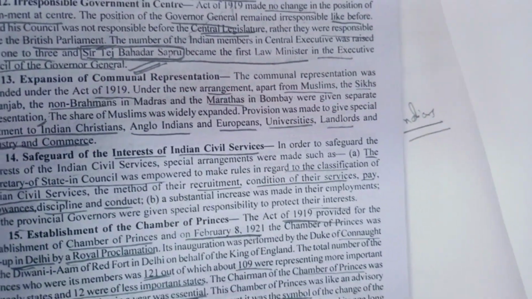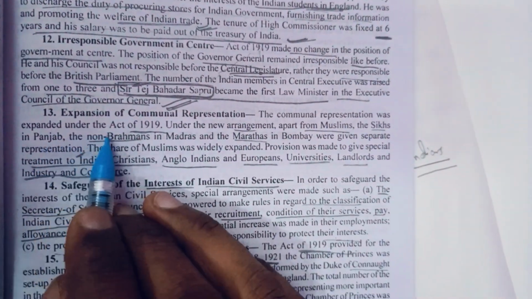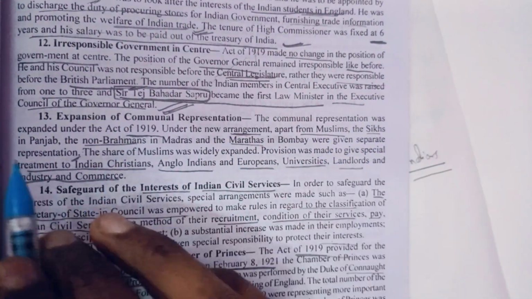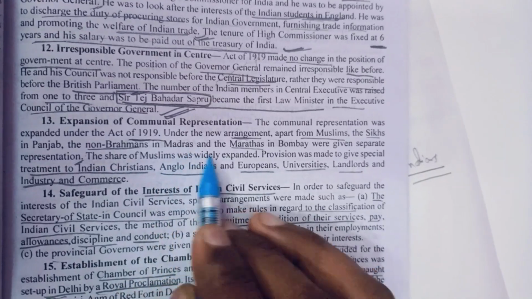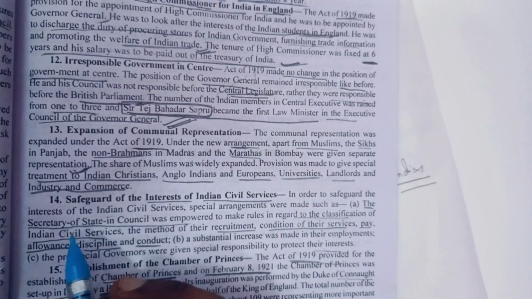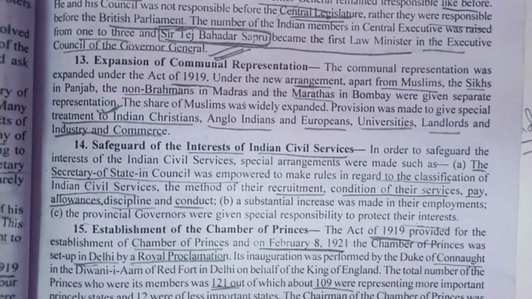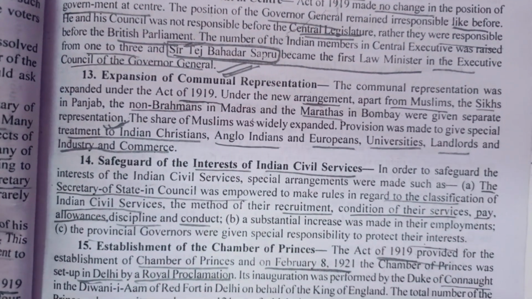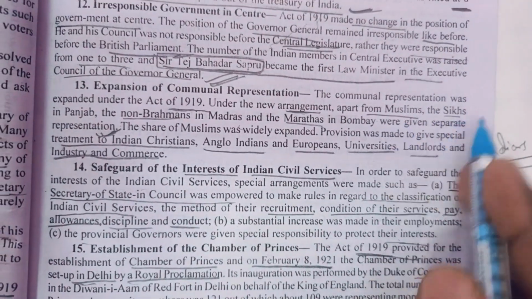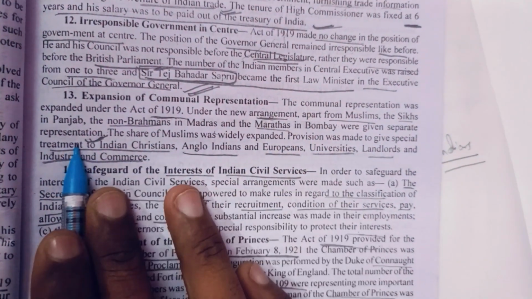Number 13th provision was the expansion of communal representation. So basically, the communal representation was expanded under the Act of 1919. Under the new arrangements, apart from Muslims, the Sikhs in Punjab, the non-Brahmins in Madras, and Marathas in Bombay were given separate representation. As we have seen earlier, Muslims were given more representation as compared to the other communities. But after the Act of 1919, apart from Muslims, Sikhs in Punjab, non-Brahmins in Madras, and Marathas in Bombay were given separate representation.